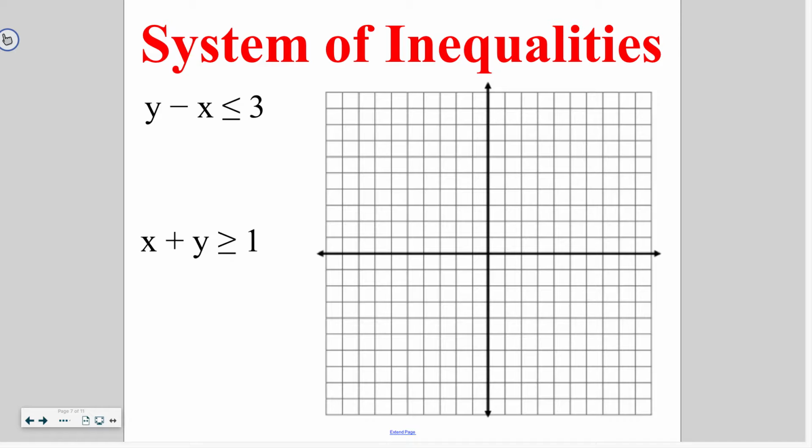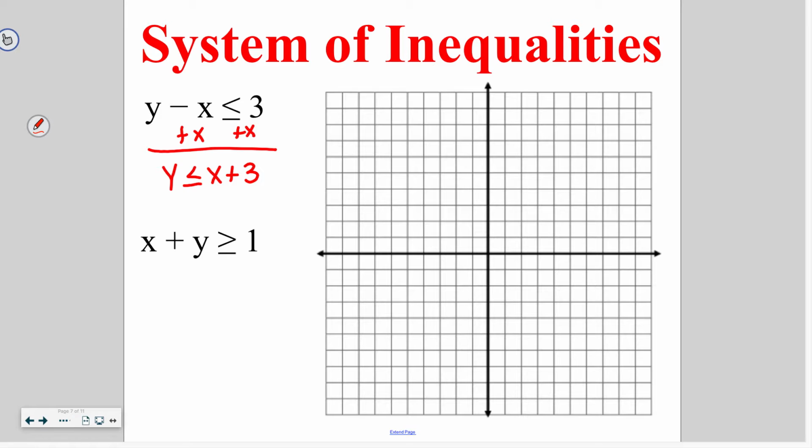Similar to what we have done before, we need it in y equals mx plus b format. So the first thing I'm going to do is add x to this side. So I've got y is less than or equal to x plus 3. I'm going to advise that you take this one inequality at a time. You could go ahead and start solving the second one, but I would advise you to deal with one inequality at a time so that you don't mess up any shading or anything.